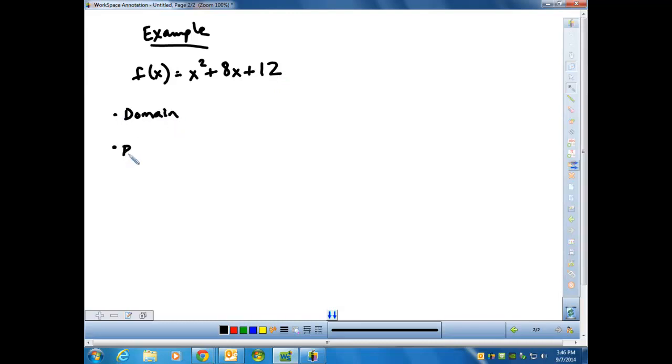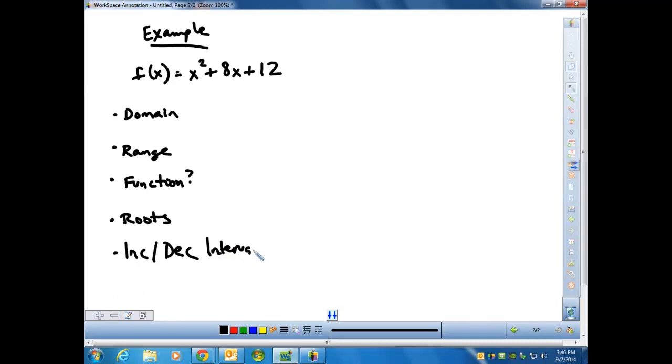So domain, range, is it actually a function? What are its roots? What are the increasing and decreasing intervals for this particular function? And then does it have any maximum or minima? And what are the coordinates of those? Alright, so whenever you want, press pause, and then I'll come back and I'll talk to you here in just a moment.